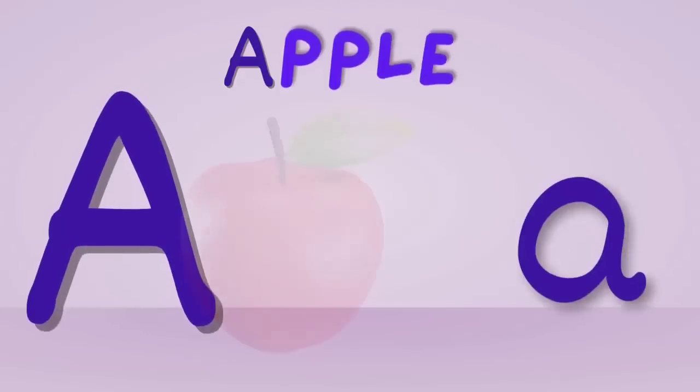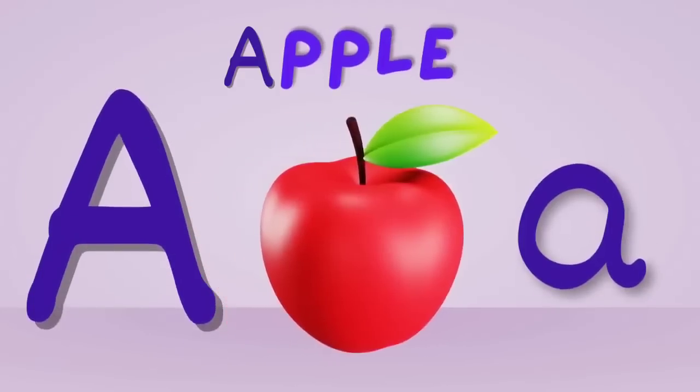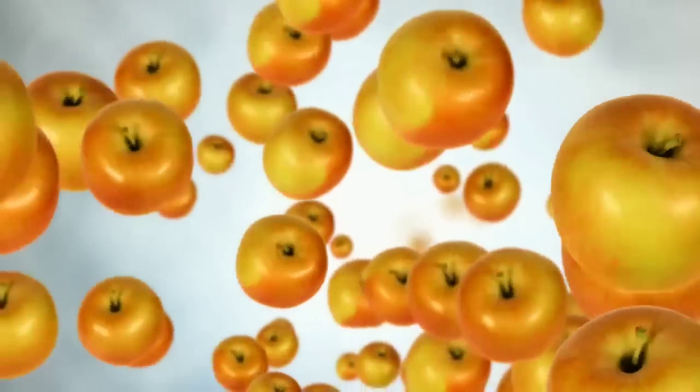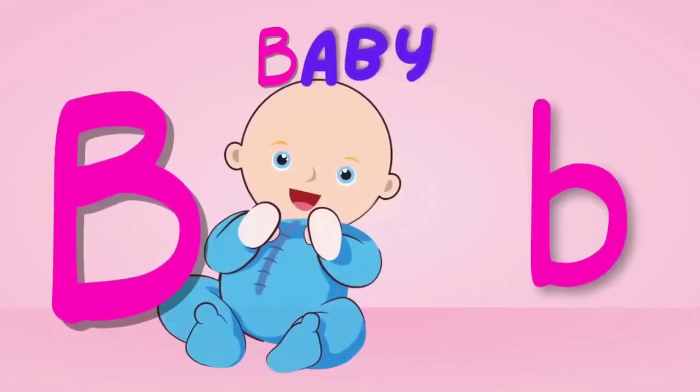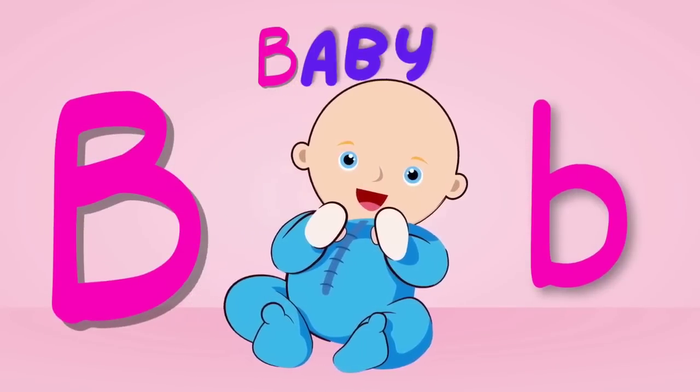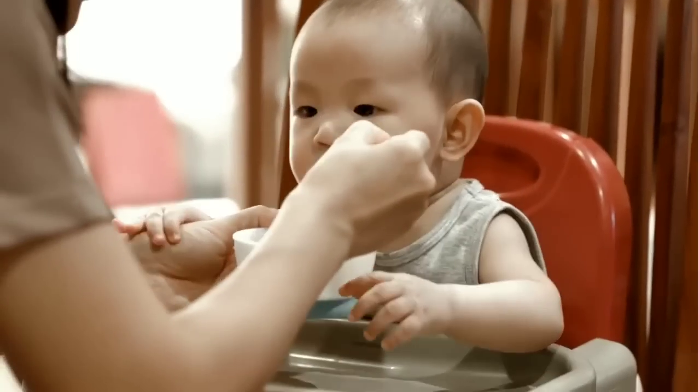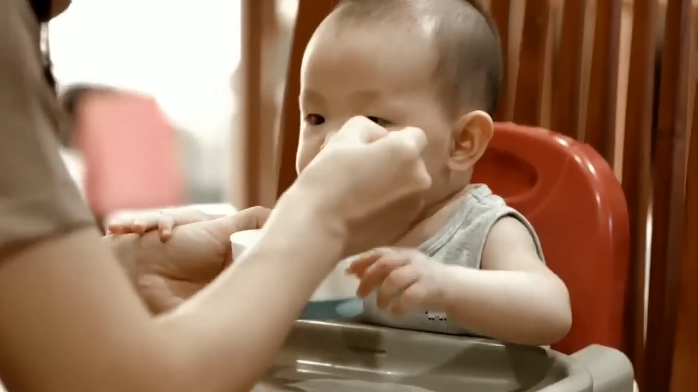1, 2, 3, 4, 5, 6, 7, 8, 9, and 10. A is for apple, apple, apple. This is an apple, apple, apple. B is for baby, baby, baby. This is a baby, baby, baby.